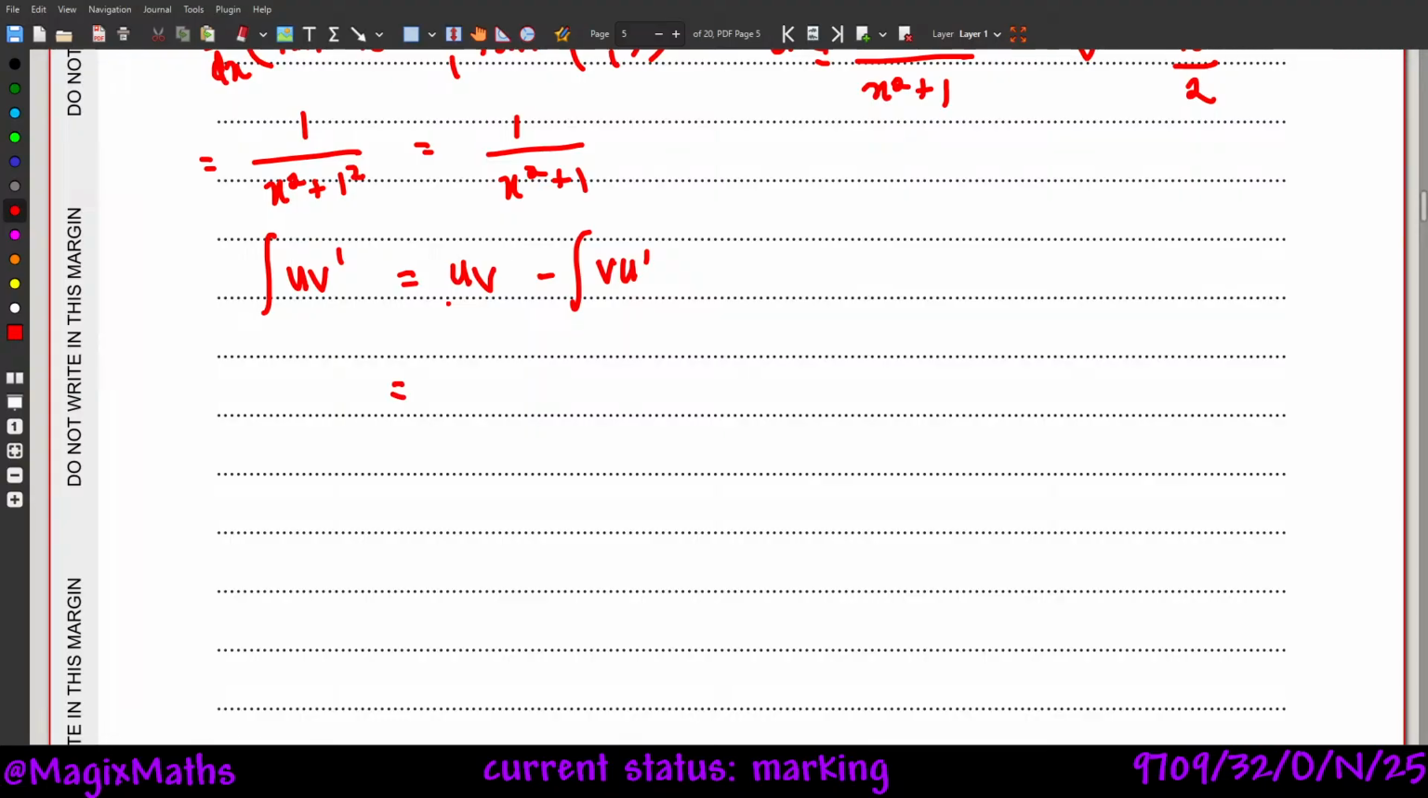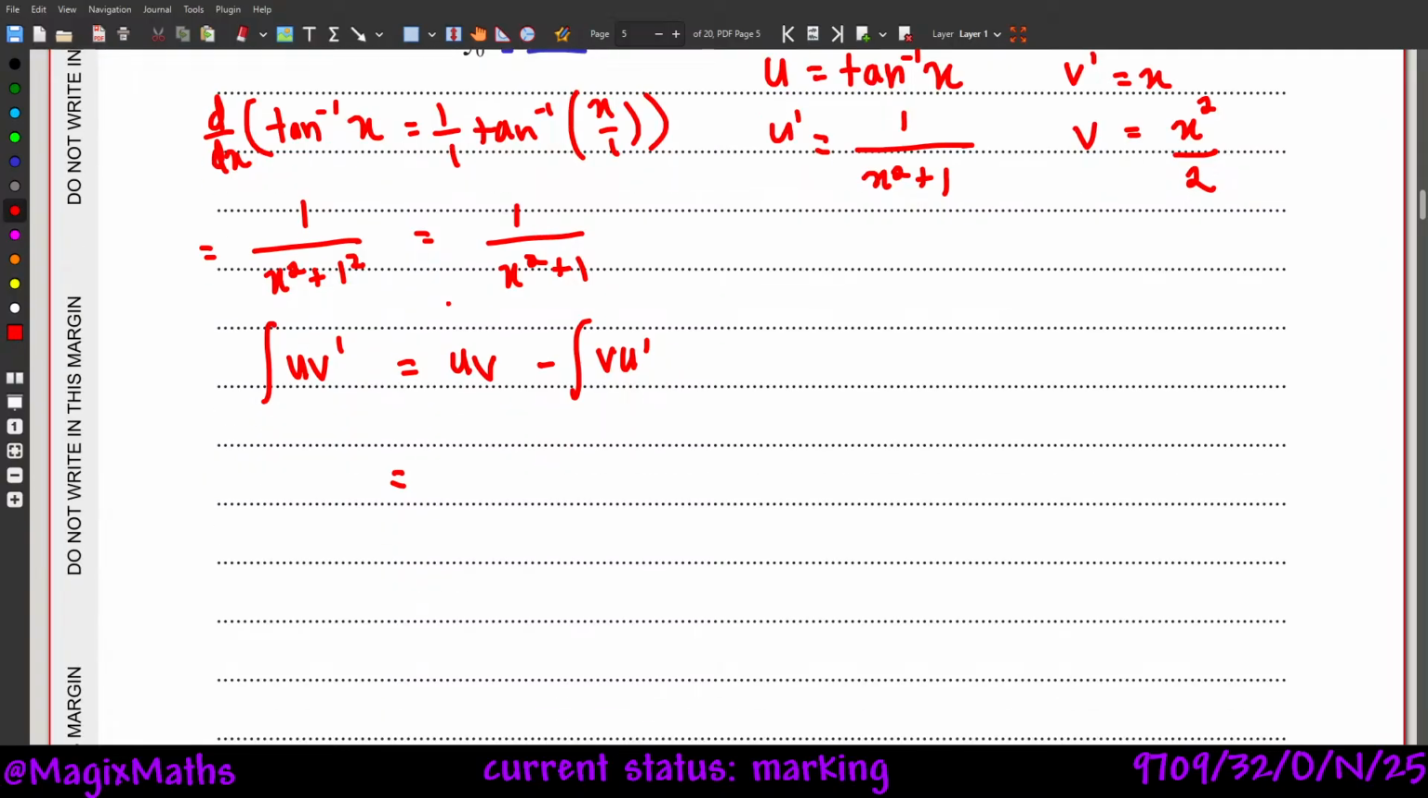So then we'll have uv is x squared over 2 inverse of tangent, then minus differentiation of vu prime, that should be x squared over, so here's our 1 over 2. Let's clean that up. Yep.